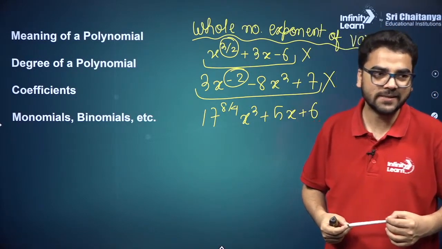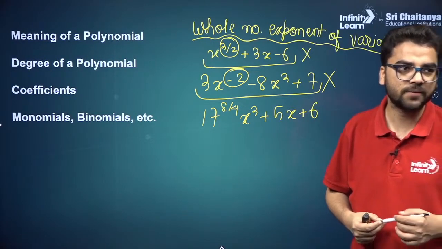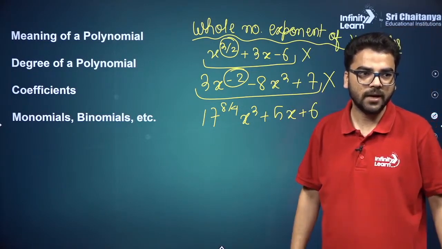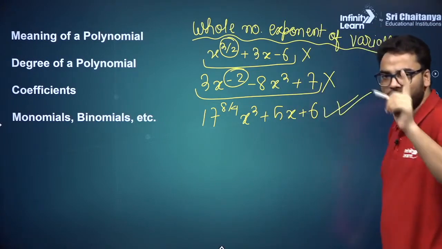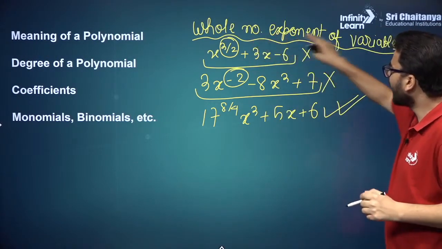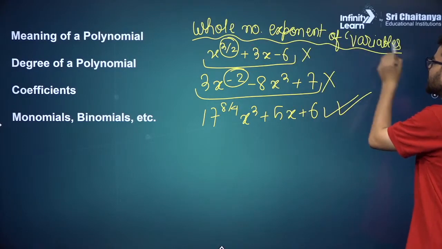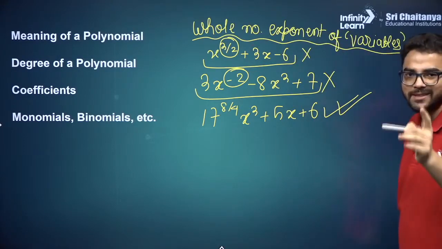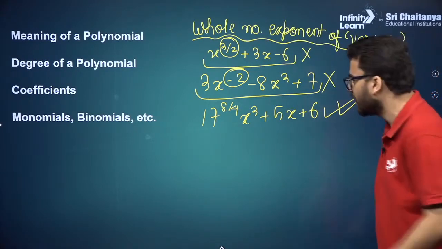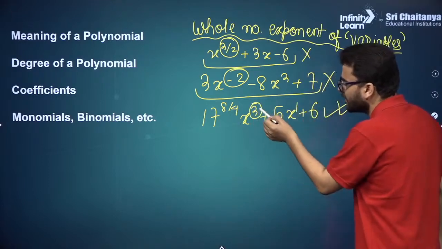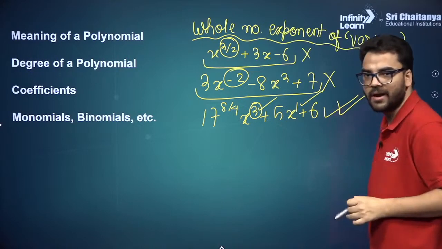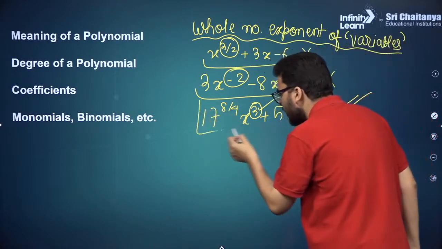Quickly tell that, guys. What about you, Aisha, Nilesh, Khuman? This is a polynomial. What I had said, whole number exponent of variables must be there. You just have to see the exponent of the variable. So the exponent of the variable is a whole number only. 3 is a whole number, 1 is a whole number. You don't have to bother about the coefficient.